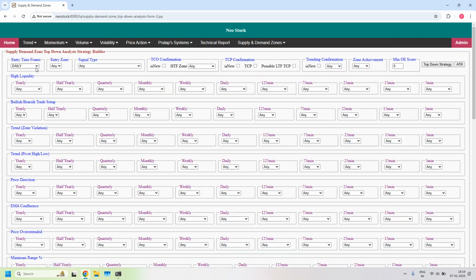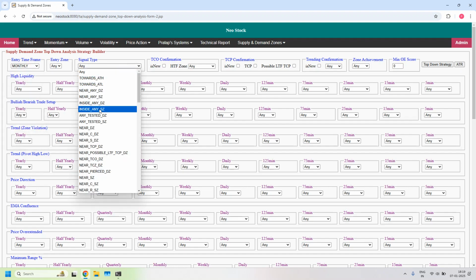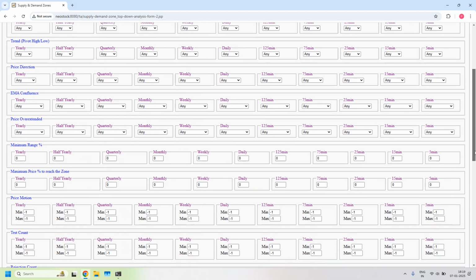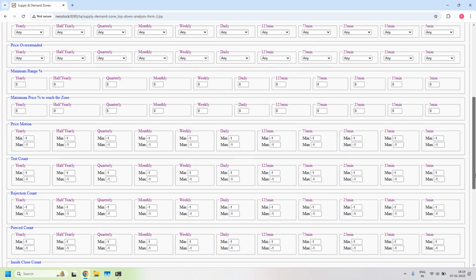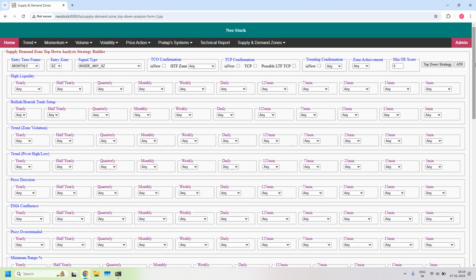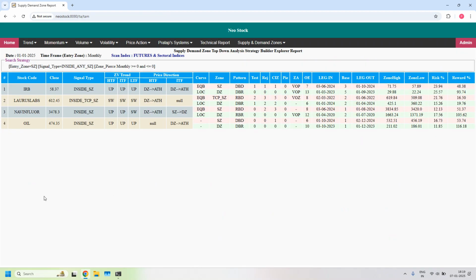Monthly time frame. Price closed inside monthly supply zone. These monthly supply zones should not be pierced. So in the pierced count, monthly time frame, minimum value 0, maximum value 0. Let's filter. We got 4 stocks. Currently price closed in these 4 monthly supply zones.